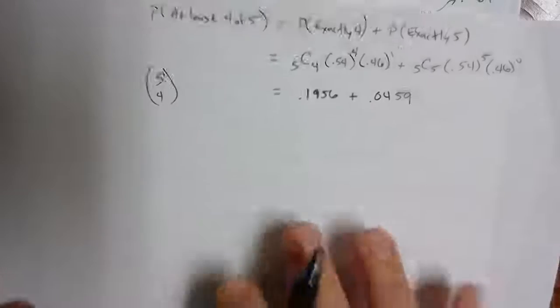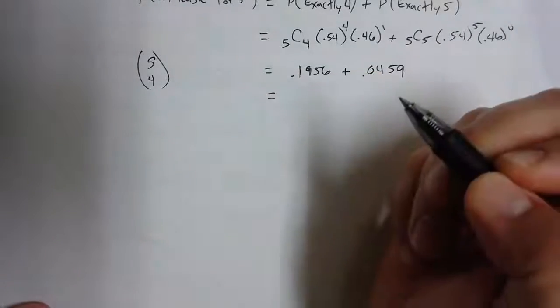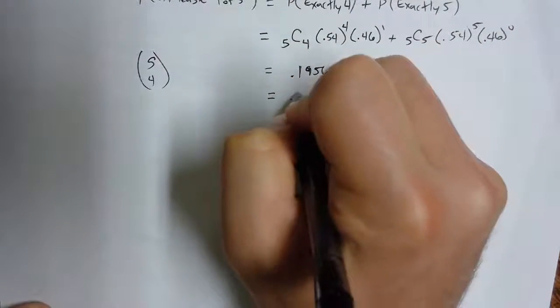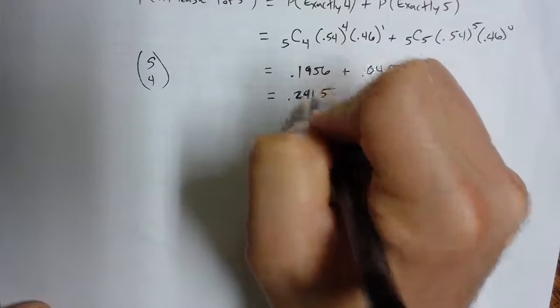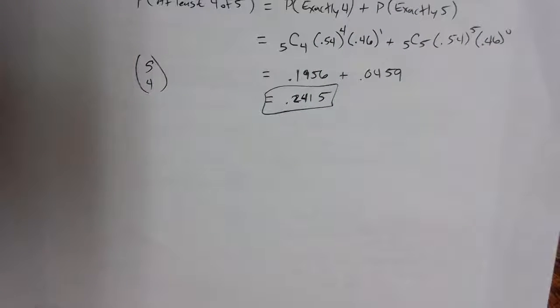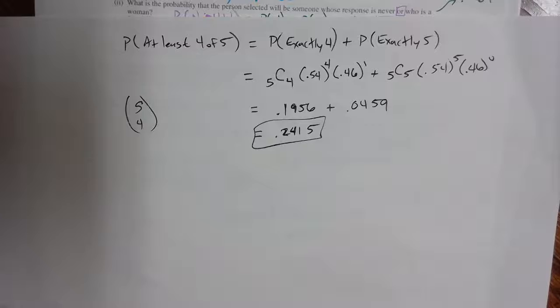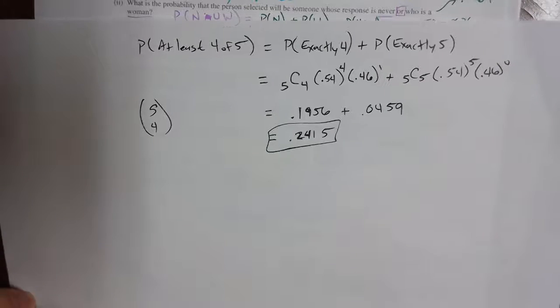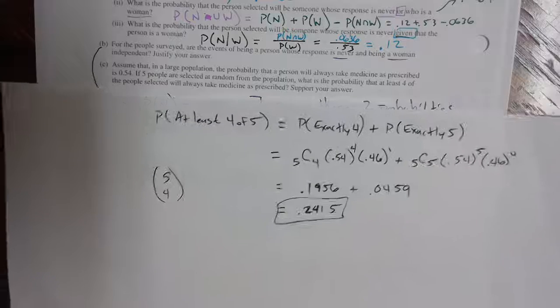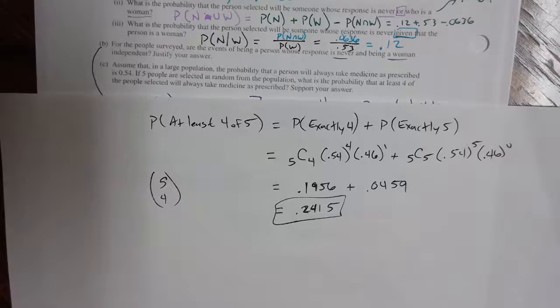And we can total these together now. So the overall probability is 0.2415. So almost 25% of the time, you would get at least 4 out of 5 people who always take their medication. So that was the 2019 number 3. It's got a lot of different probability tasks in it.